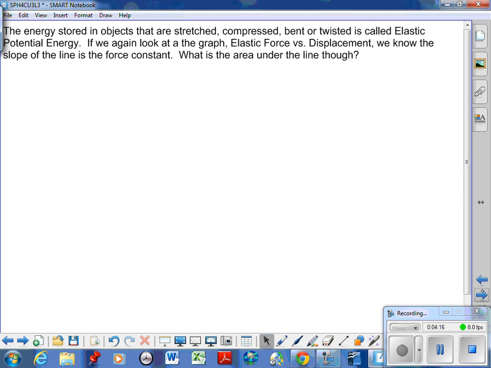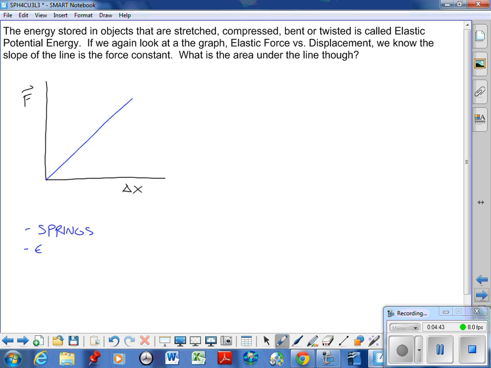The energy stored in objects that are stretched, compressed, bent, or twisted is elastic potential energy. If we look again at the graph, I'm going to bring that graph forward. Again, we're only looking at the elastic region, so we're just going to draw the linear part of the line. We're just looking at this region right here. This works for springs. It's true for elastics. Anything that you might twist or wind up, this lesson works all the same.